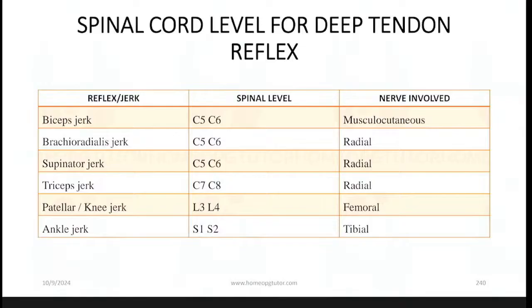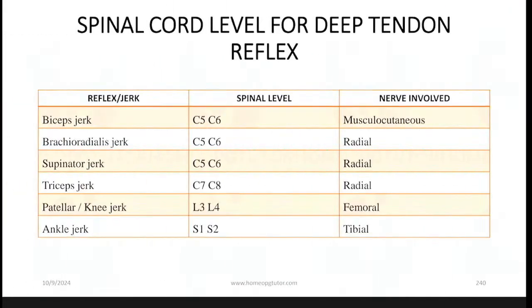Biceps jerk, musculocutaneous. Brachioradialis, supinator, as well as triceps, these are radial nerve. Patellar, the knee jerk, we have femoral, and ankle jerk, we have tibial. Okay, so that was about the reflexes, the tracts, the white matter, gray matter, everything.